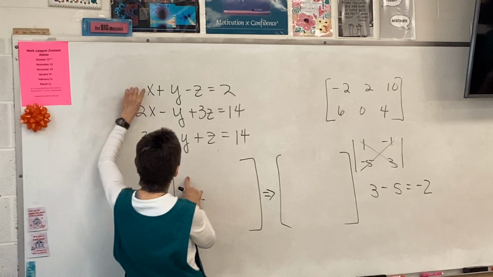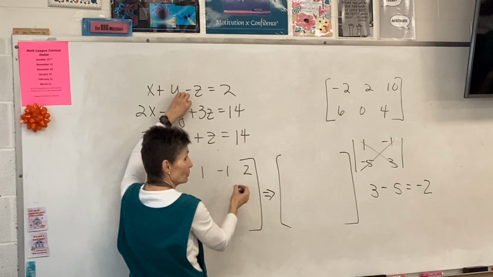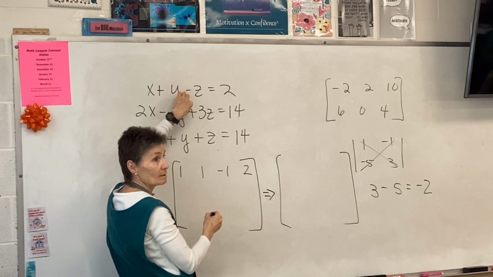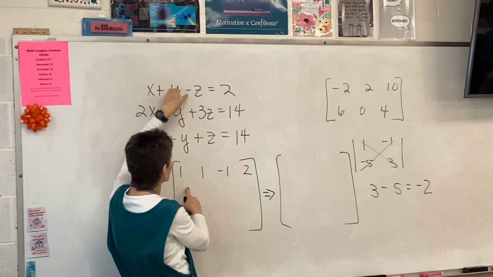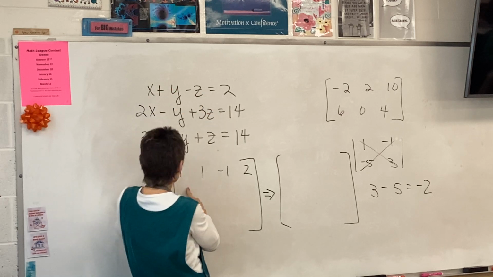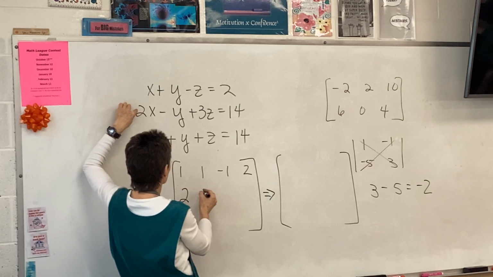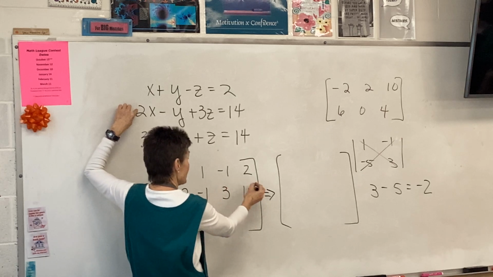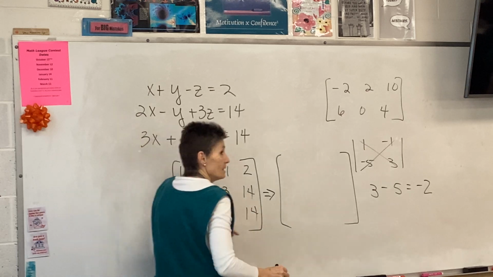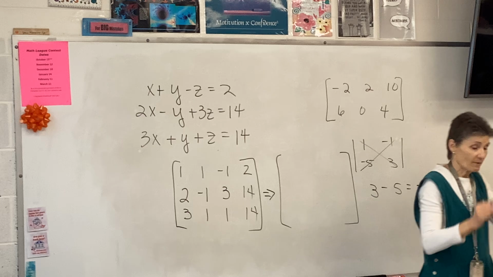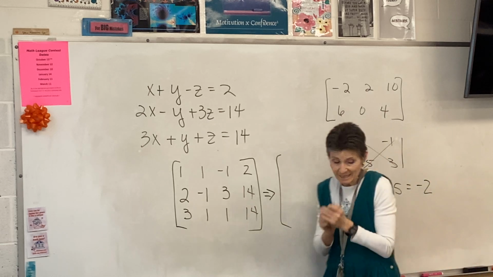So the matrix that we're putting in is 1, 1, negative 1, 2. See what I'm doing? Where'd those numbers come from? 1, 1, negative 1, 2. So guess what my next row is gonna be? We're not putting it in the matrix yet, we're gonna do that in a minute. 2, negative 1, 3, 14, and 3, 1, 1, 14. Now, I give you this problem, can you produce the matrix? Okay, now we're going to put it into our calculator.